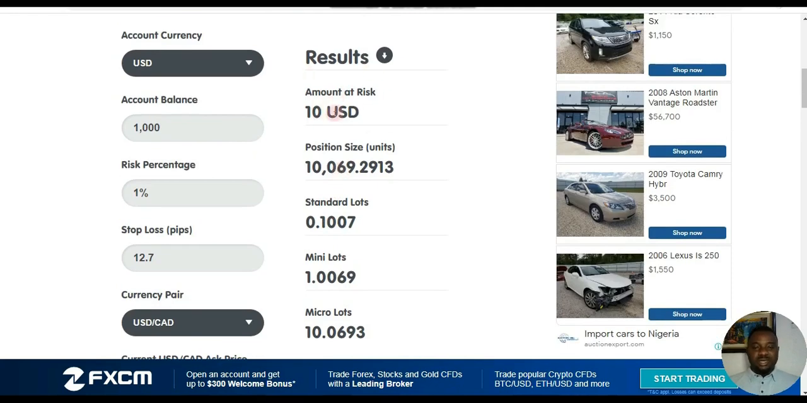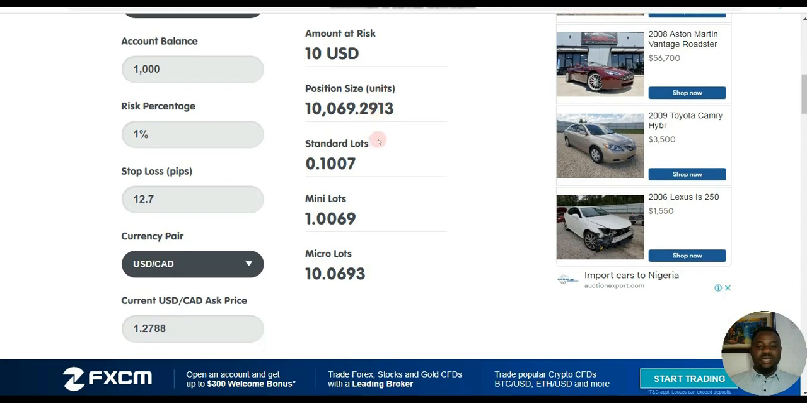Amount at risk. Now, this amount at risk tells you how much you're going to lose if this trade fails. So what it means is that if the trade fails, you're just going to lose $10 out of the $1,000. Now, why is this so? Remember when we were keying in our figures, we said we are willing to risk 1% of our account. Now, this is really not what we are interested in. We are looking at how to generate the lot size for which we're going to trade, because it's actually the lot size that you're going to enter in the trade.